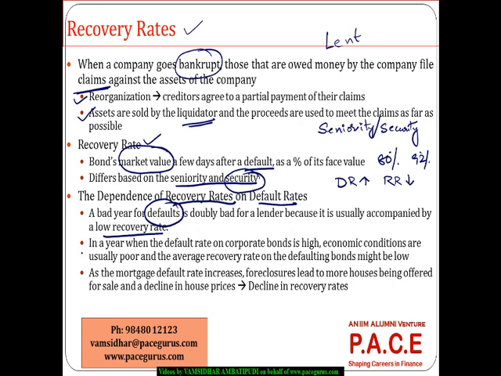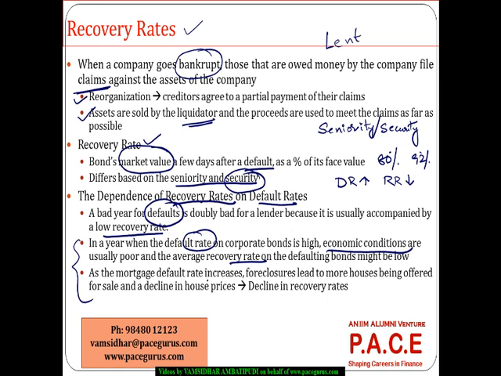Look at two examples which I have cited here. Let's say in a particular year default rate is high. The more common cause that I can talk about is that economic conditions are poor. That's the reason people are not able to pay. And when economic conditions are poor, average recovery rate is low, which means I can't get my full money back. Even the recovery rates will go low.